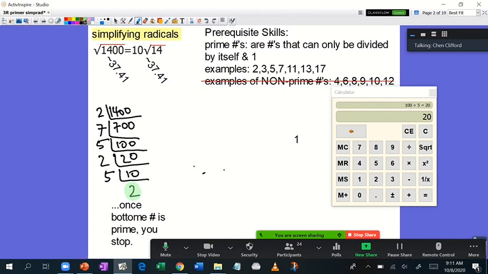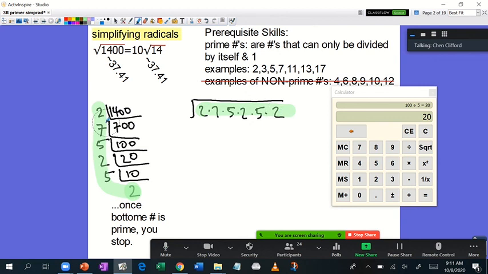We are 95% done now. Now check this out. I take all these numbers and write them inside the square root. To me, this is the easiest part. You just got to pay attention. Watch this. I'm going to write square root of 2 times 7 times 5 times 2 times 5 times 2.